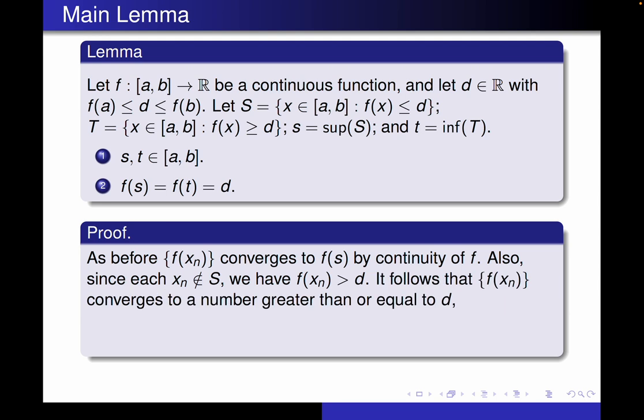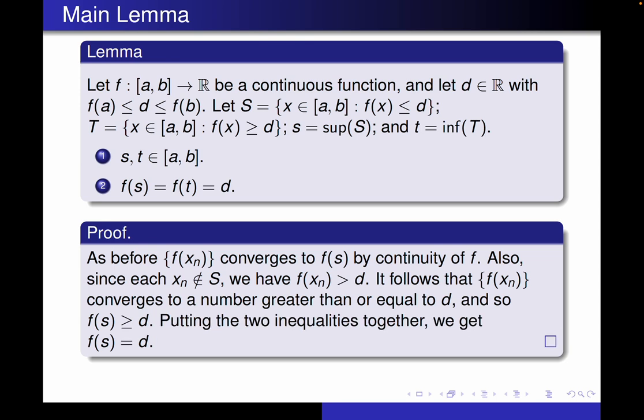But if f of xn is greater than d, then whatever it converges to has to be greater than or equal to d. And since it converges to f of s, that means f of s is greater than or equal to d. So we've proved that f of s is less than or equal to d. We've now proved that f of s is greater than or equal to d. Put those two together, we get f of s is equal to d.